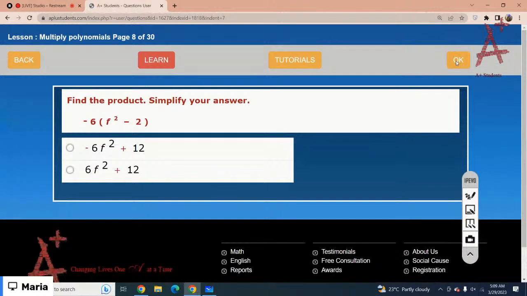Okay. You have to do negative 6 times f square. So it would be negative 6f square, and negative is positive, and 6 times 2 is 12. So that would be option number 1. Got it? The correct option is option number 1. Negative 6f square plus 12. Option number 1 is the correct option.